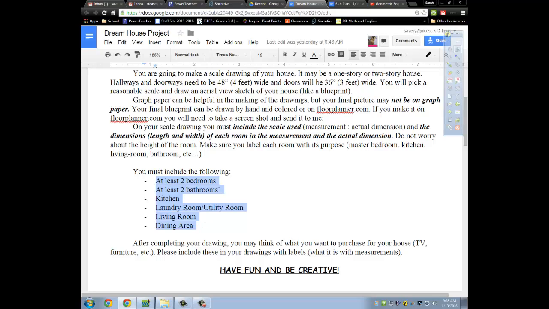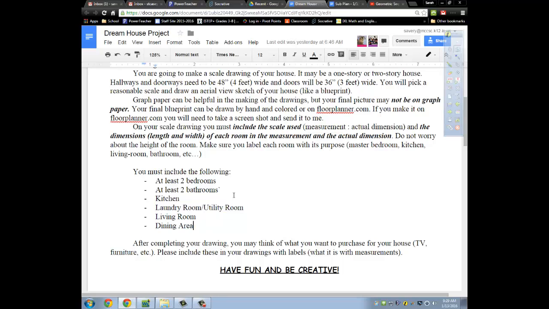So make sure that your measurements in feet make sense for a real house. So make sure you pick a scale that would be good. A lot of people last year chose 1 inch equals 4 feet, and that worked out pretty well. Do not put 1 box equals 4 feet. A box is not a measurement. Put inch, centimeter, whatever measurement you want, but do not use box as a measurement.